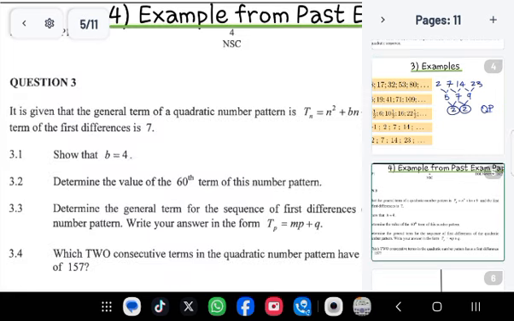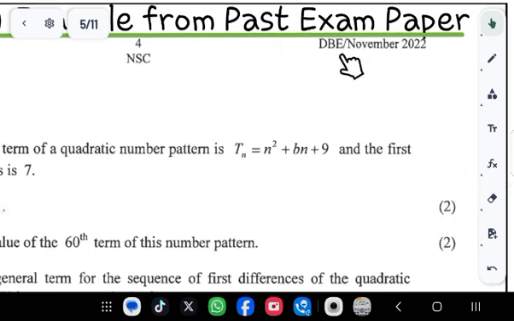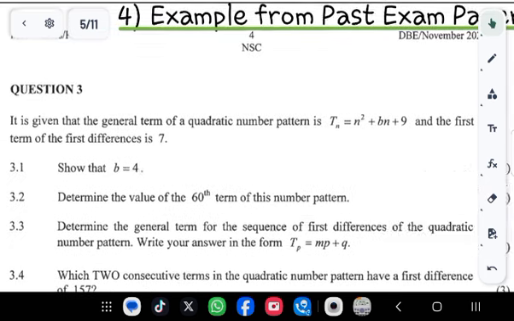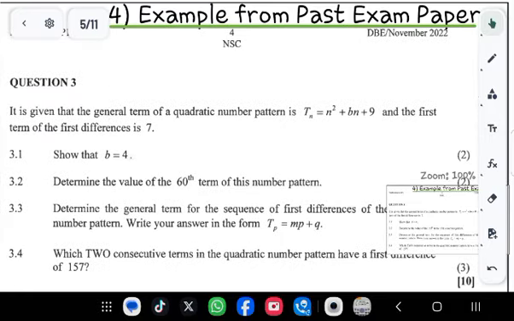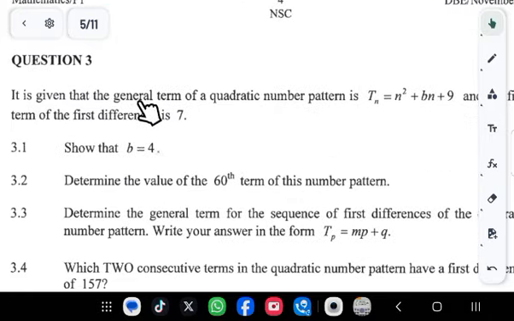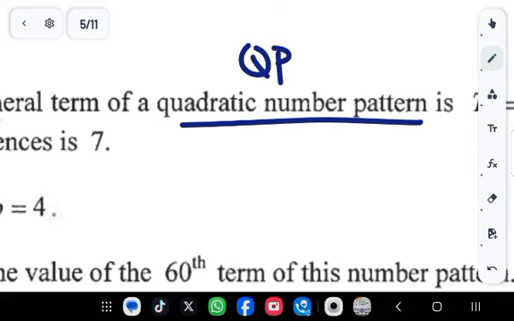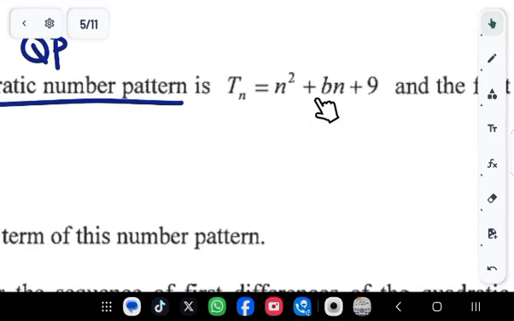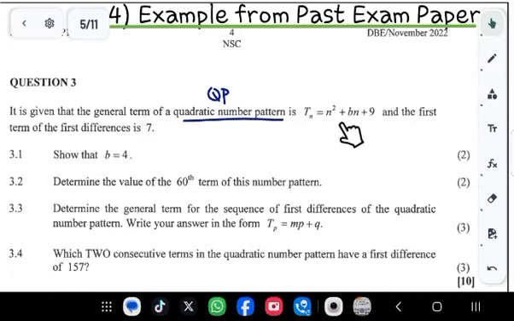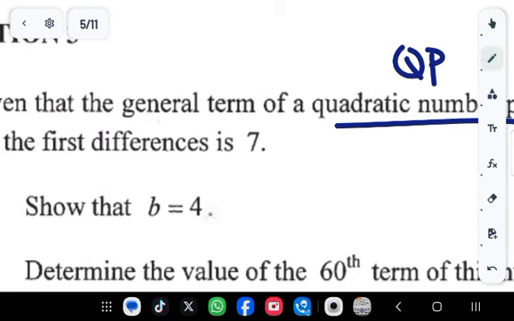Now let's look at an example from past exam papers. This one comes from the November 2022 Department of Education final matriculant examination, paper 1. Question number 3 says, it is given that the general term of a quadratic pattern is Tn equals n squared plus bn plus 9, and the first term of the first differences is 7.